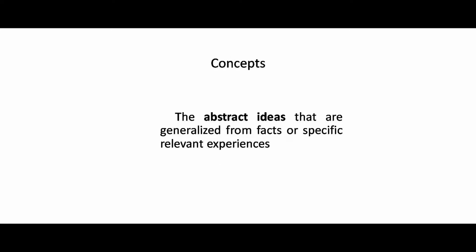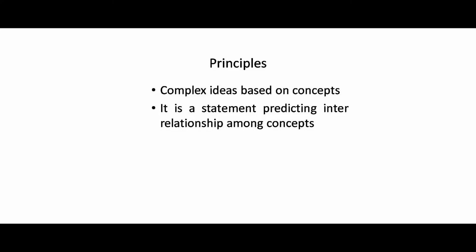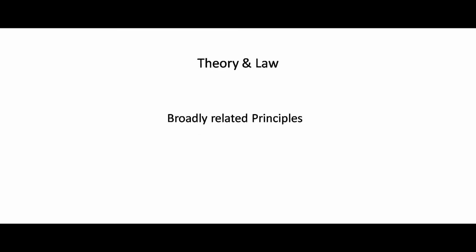Next is concepts. It is the abstract ideas that are generalized from facts or specific relevant experiences. The next component is principle. It is the complex ideas based on concepts. It is the statement predicting interrelationship among concepts and it is the broad generalizations. Next is process. It is the series of tasks with a sequential order of occurrence. The last component is theory and law. It is the broad related principles that provide an explanation for phenomena.